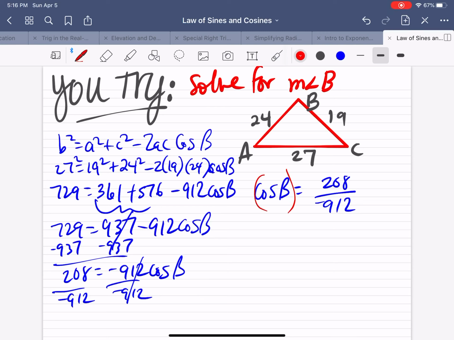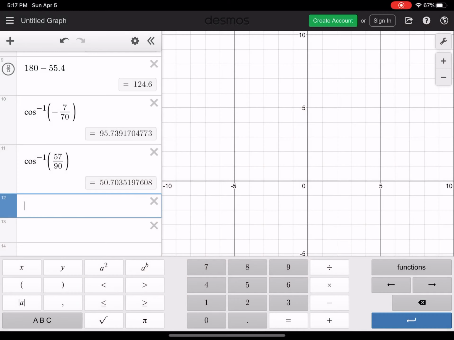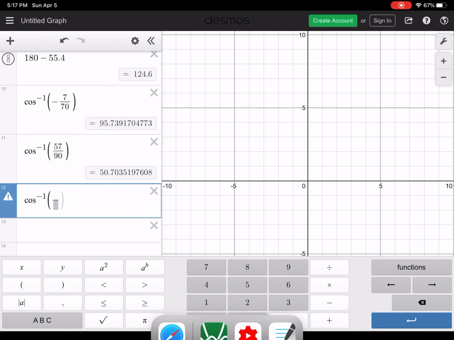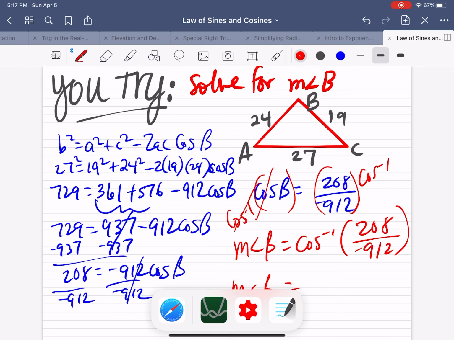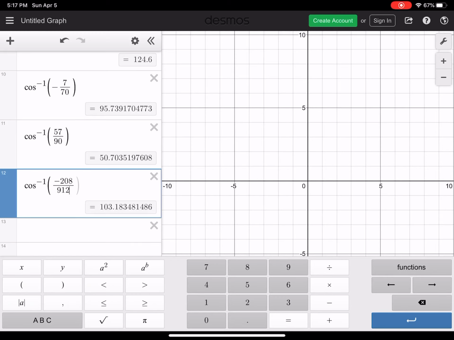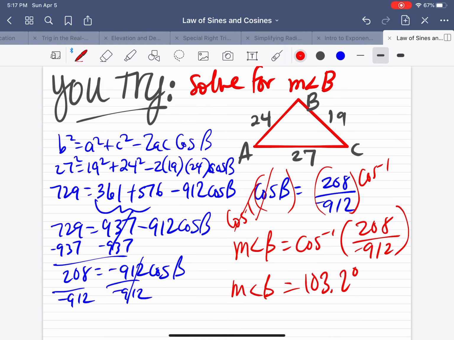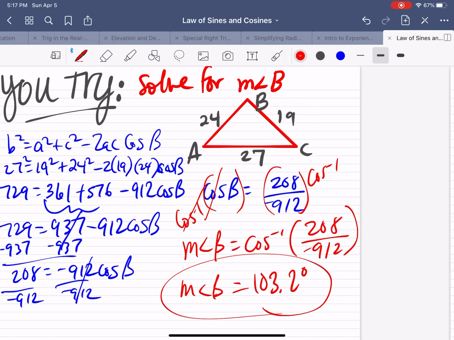The very last step, do inverse cosine of both sides. So the measure of angle B is going to equal the inverse cosine of 208 divided by negative 912. So inverse cosine of 208 divided by 912 gives 103.2. And that's the measure of angle B.